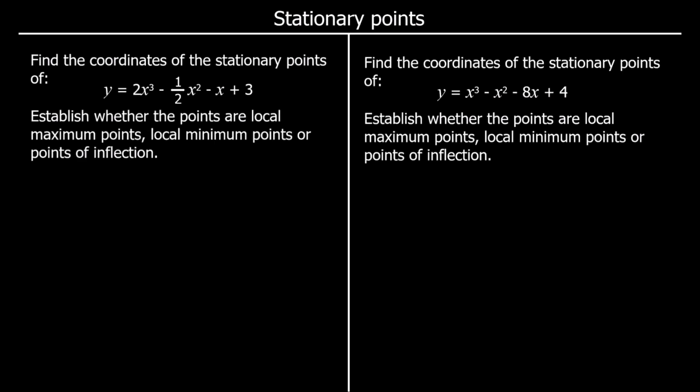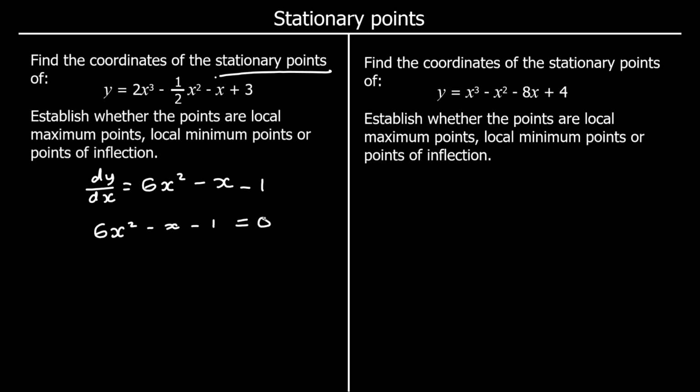So we need to find the coordinates of the stationary points. The stationary points are where the gradient equals 0. So to do that, we're going to find the gradient function, dy dx. So times by the power, take 1 off the power. So 6x squared minus 1x minus 1. So that's our gradient function. The stationary points are where the gradient equals 0. So we've got 6x squared minus x minus 1 equals 0.